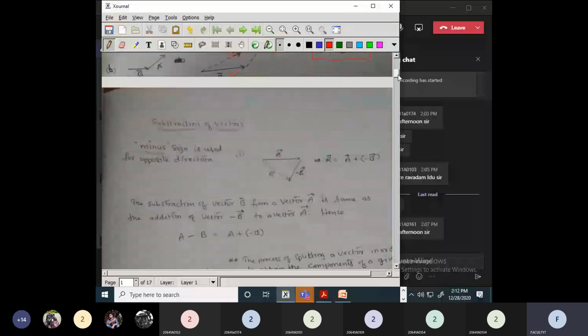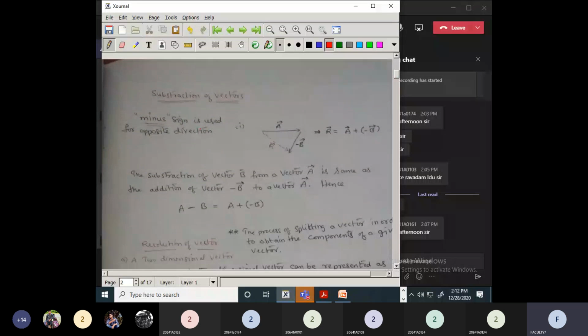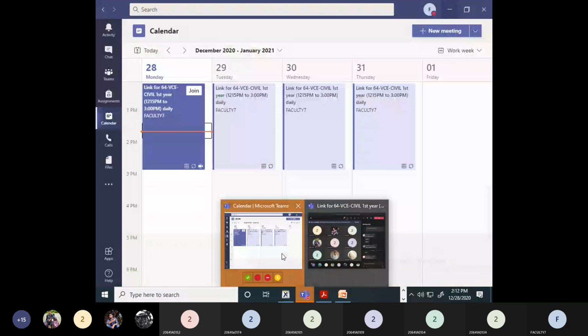Thereafter we had considered the subtraction part, subtraction of vectors. Okay, now here regarding the subtraction of vectors.